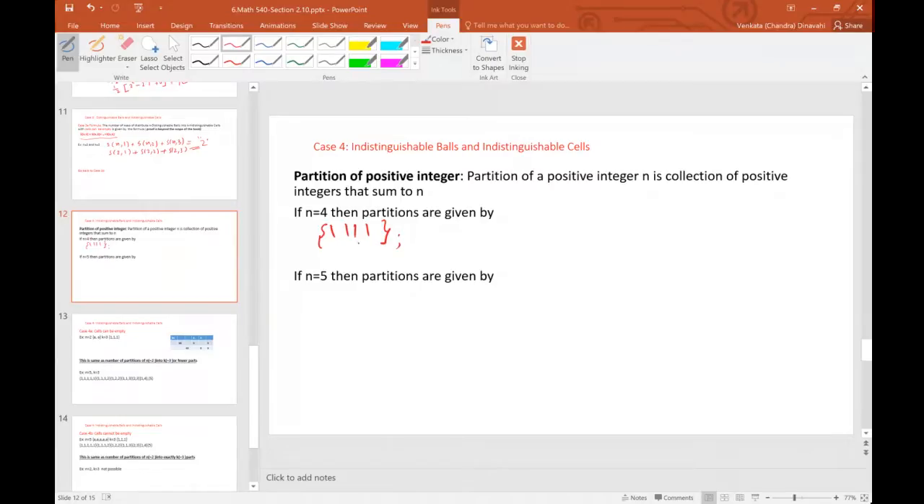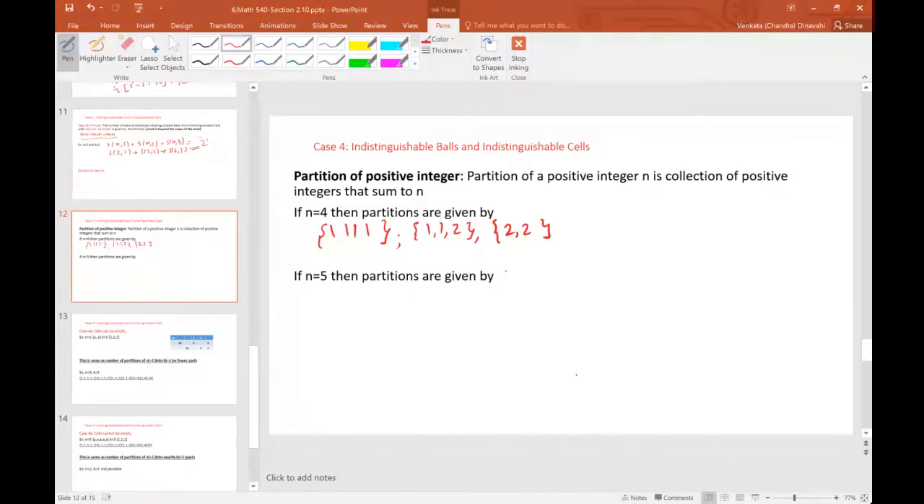So I can partition 4 into four ones. If I add all of them, I'm getting 4. Or 1, 1, 2, that is one way of doing it. I add all of them, I'm getting 4, and everything is a positive integer. And I can put 2 comma 2, and I don't care about the order. 1, 1, 2 is same as 1, 2, 1 or 2, 1, 1. So I really don't care about the order. I only care that the sum of all these numbers should be equal to 4. These are all different partitions of 4.